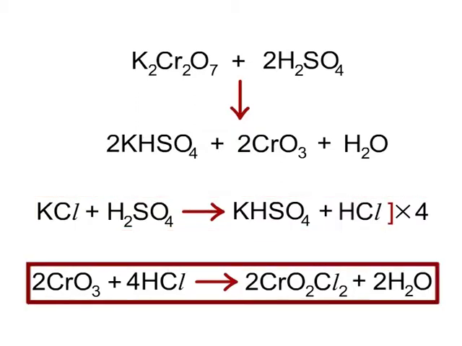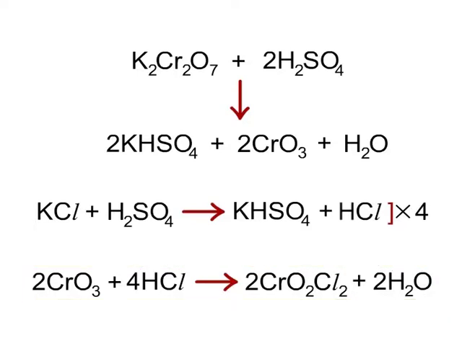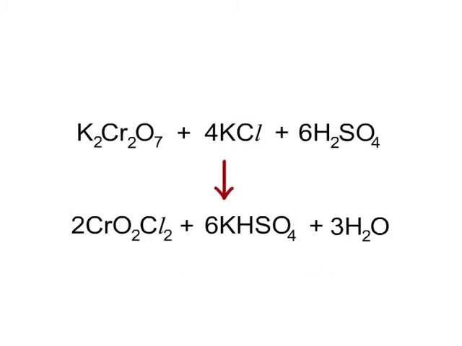2CrO3 plus 4HCl gives 2CrO2Cl2 plus 2H2O. The overall reaction can be written as K2Cr2O7 plus 4KCl plus 6H2SO4 gives 2CrO2Cl2 plus 6KHSO4 plus 3H2O.